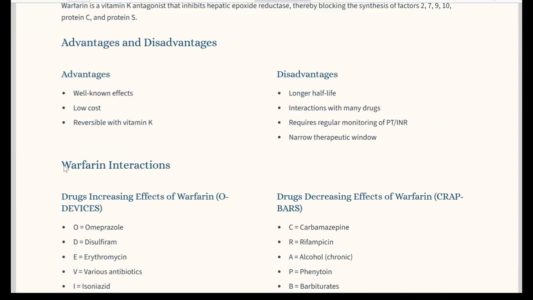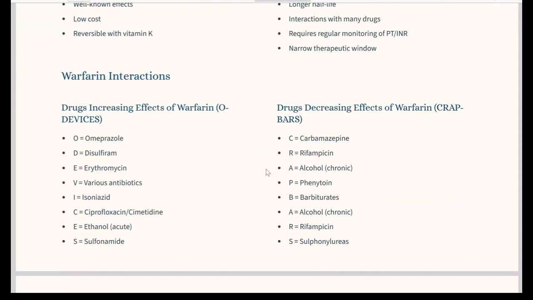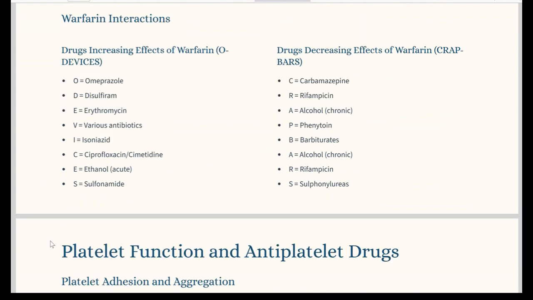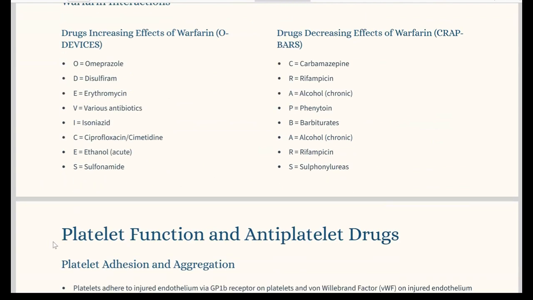With warfarin, again, you have to remember these interactions, these ones, and the reversal agent. Please remember with warfarin, yes, vitamin K is the reversal agent, but if dried prothrombin complex is present, that's the answer. If it's not present, then fresh frozen plasma is the answer. Okay.